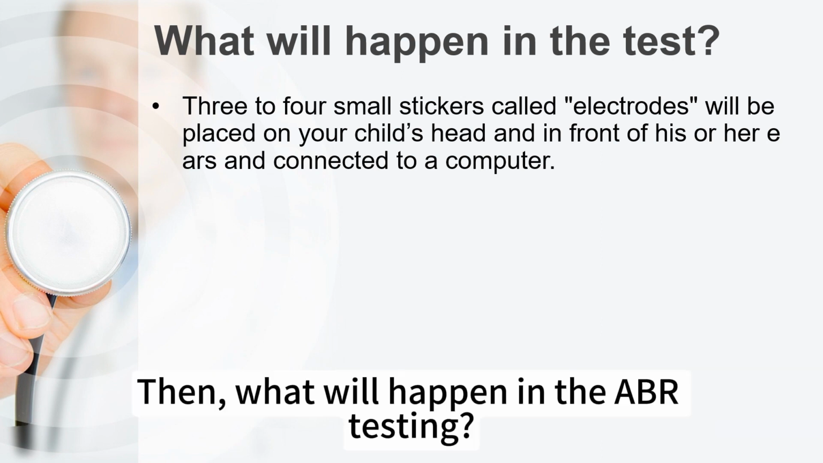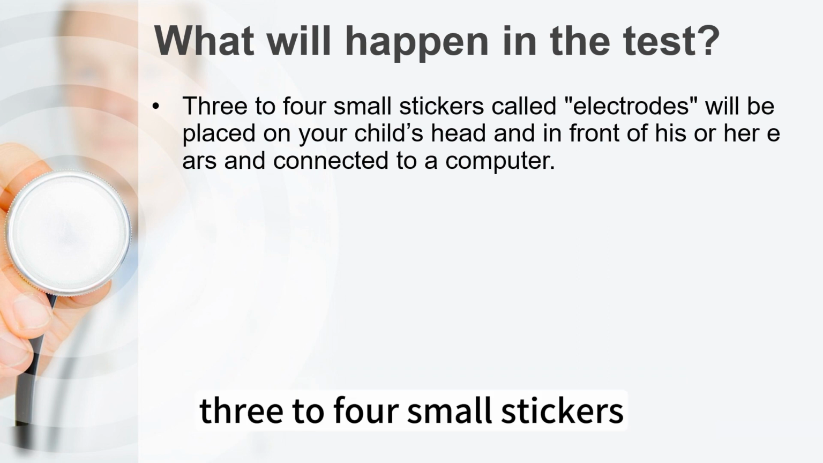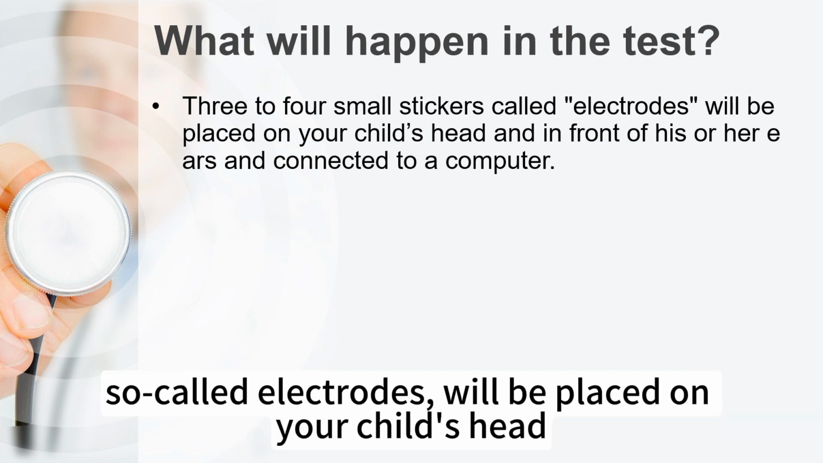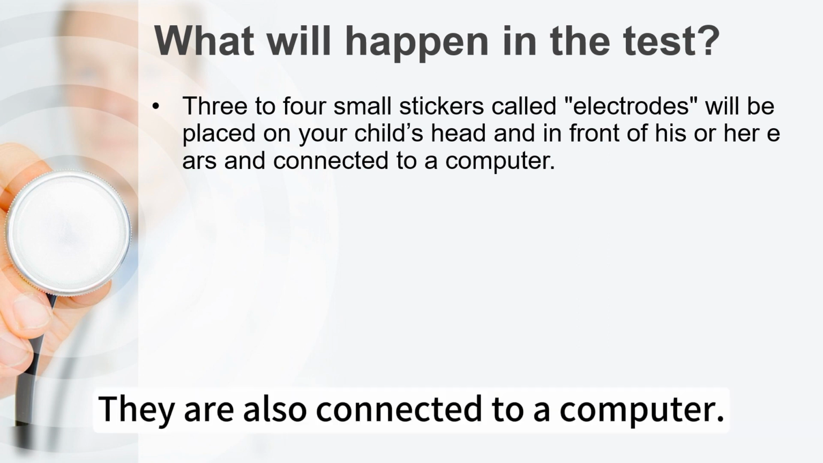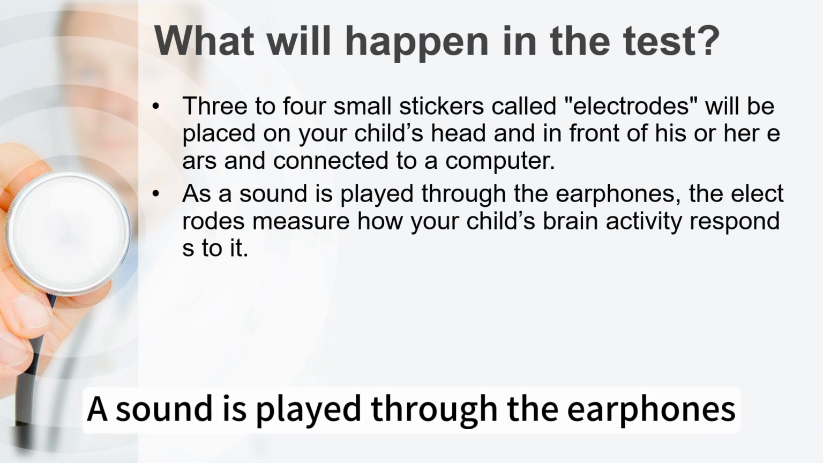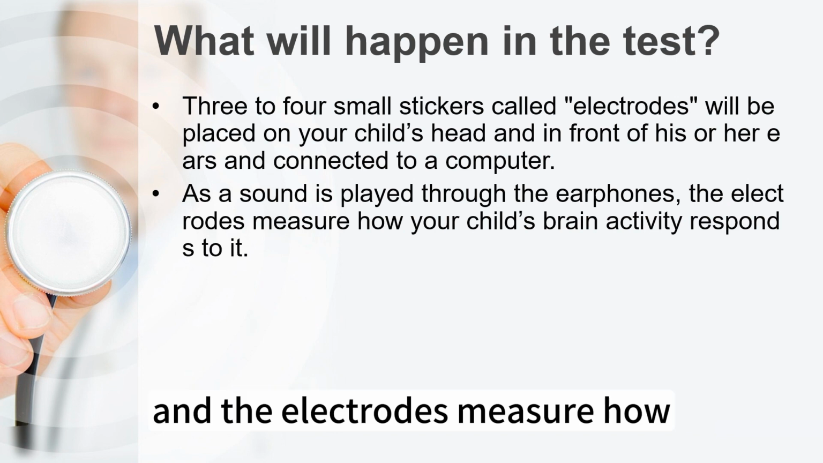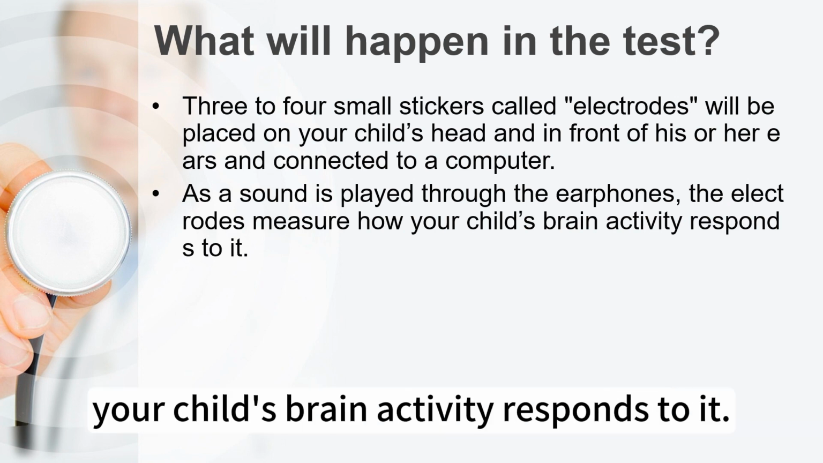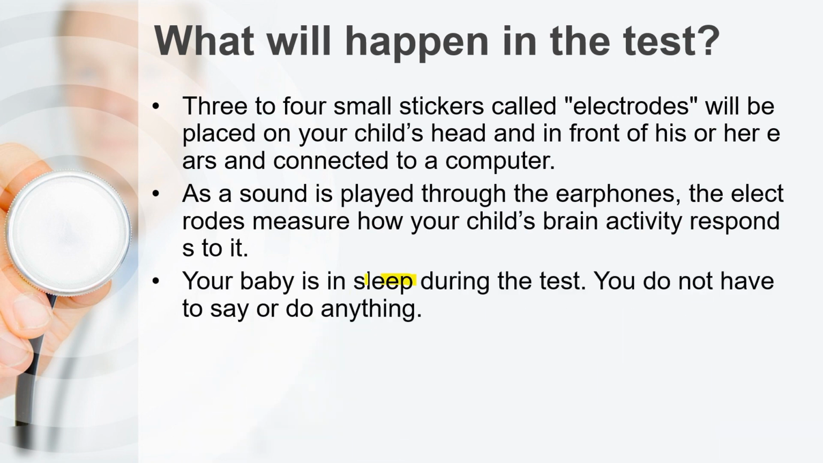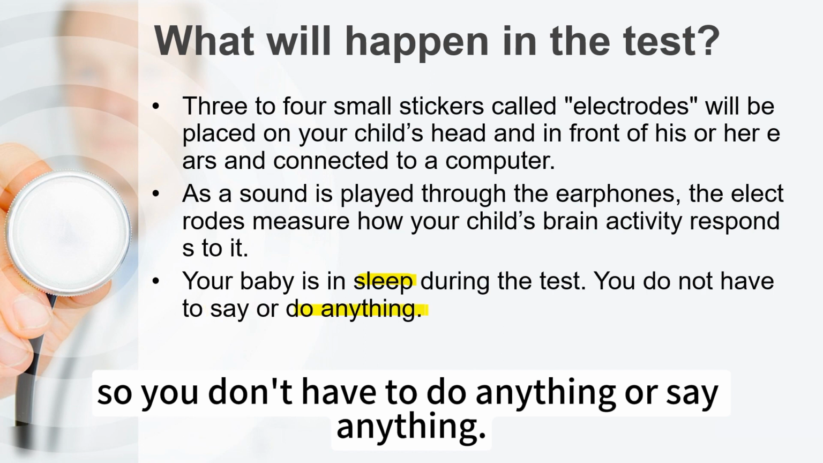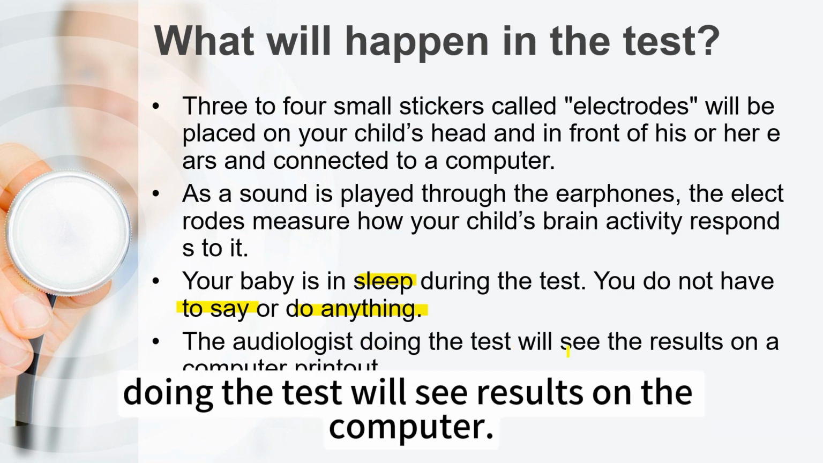Then what will happen in the ABR testing? First of all, as we mentioned, 3 to 4 small stickers, so-called electrodes, will be placed on your child's head in front of his or her ears. They are also connected to a computer. A sound is played through the earphones, and the electrodes measure how your child's brain responds to it. And your baby is asleep, so you don't have to do anything or say anything. The audiologist doing the test will see results on the computer.